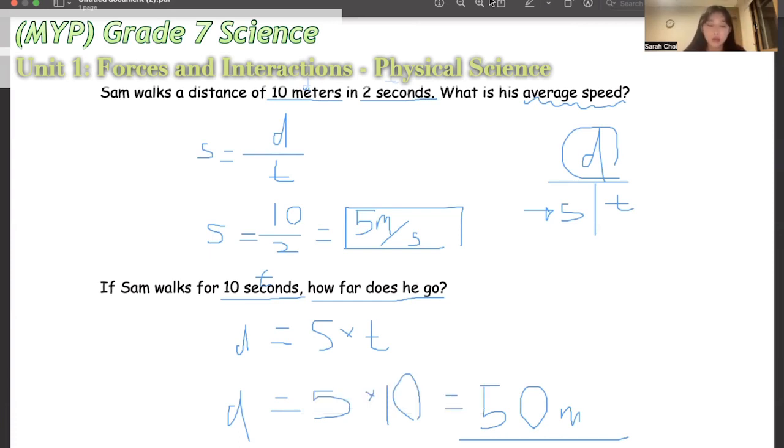So that would conclude the unit notes for the first unit, which is forces and interactions of physical science.